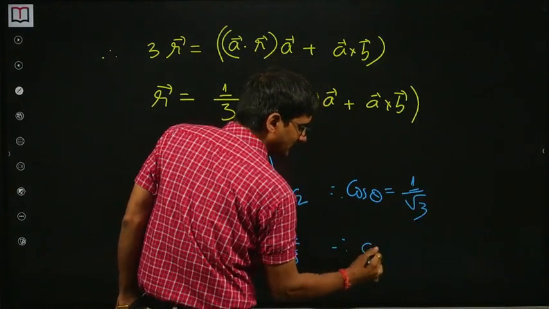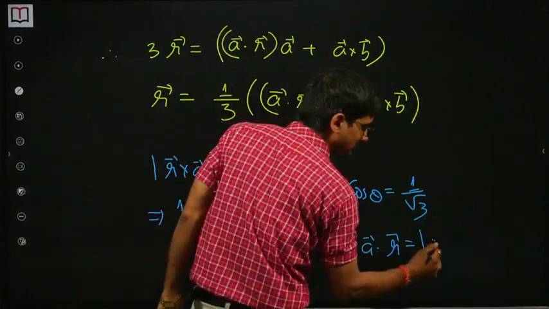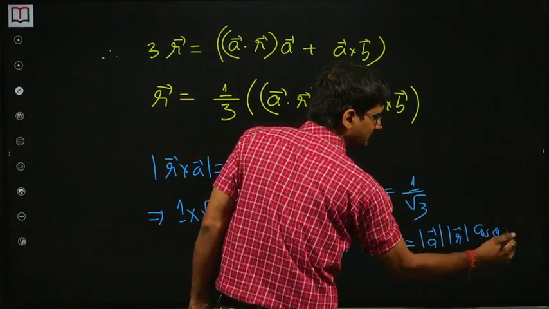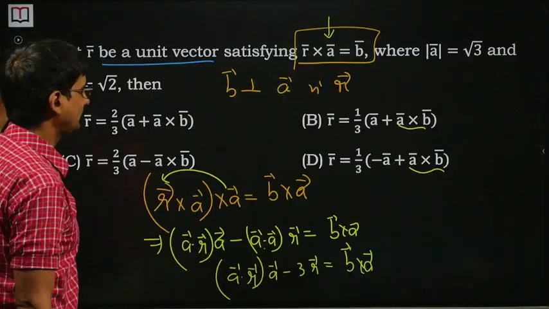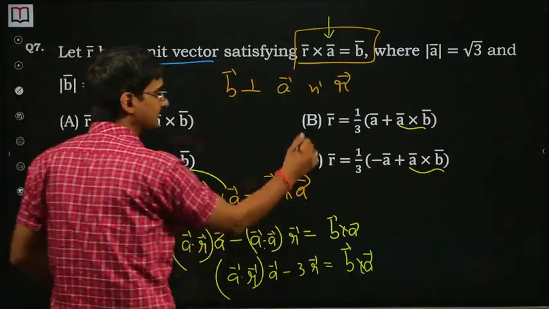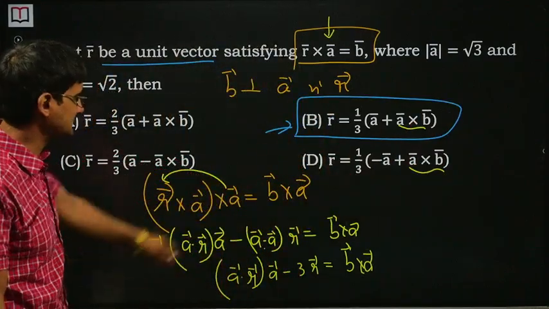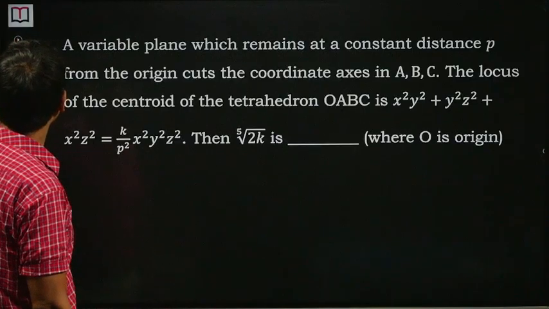Now the dot product A dot R, that's what we need. It's nothing but magnitude of A, magnitude of R which is 1, times cos theta which is 1 by root 3. So this is 1, and that's it. That's what we got as the answer. So the answer is this one, and B is the correct option. Yeah, that's the correct option here. So done. Moving quickly to the next question.